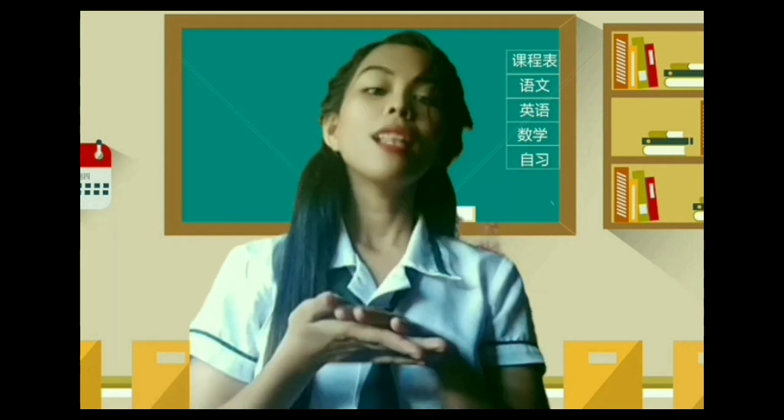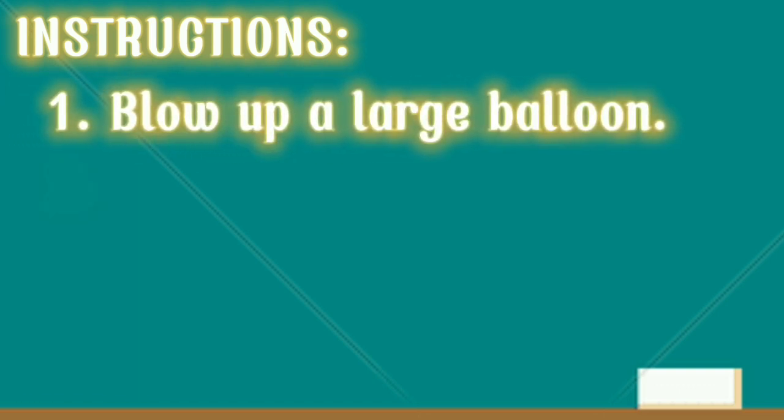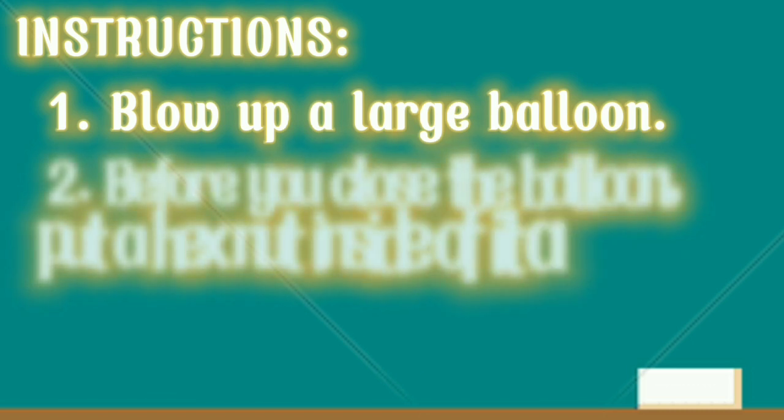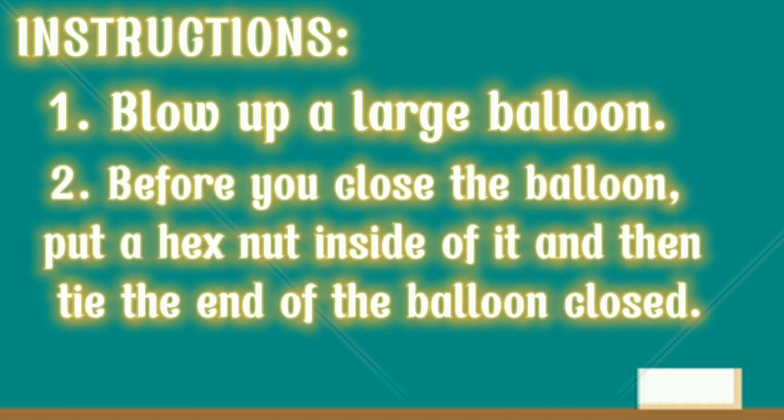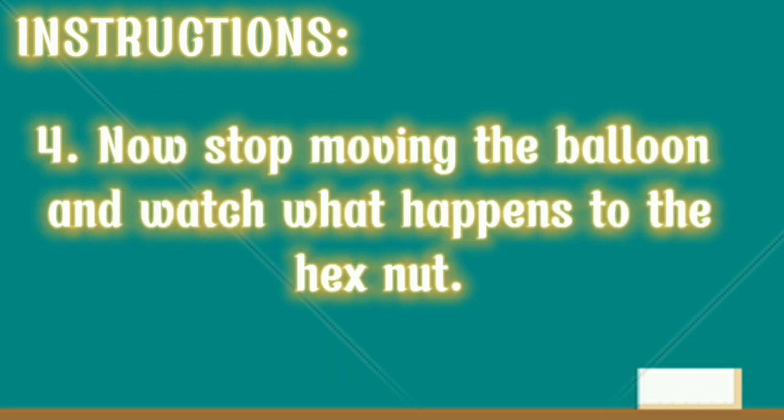Okay, let's have an activity. Students, I will group you into 5. So, here are the instructions. Number 1, blow up a large balloon. Number 2, before you close the balloon, put a hex nut inside of it and then tie the end of the balloon closed. Number 3, hold the balloon between your hands and move it in a circular motion until the hex nut starts to roll around inside of the balloon. And number 4, now stop moving the balloon and watch what happens to the hex nut.